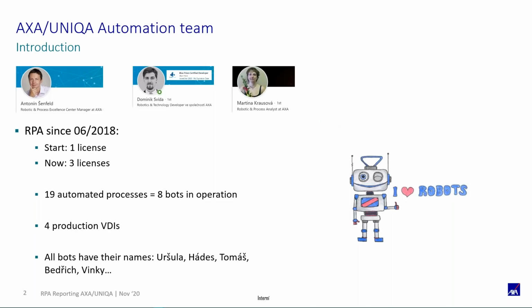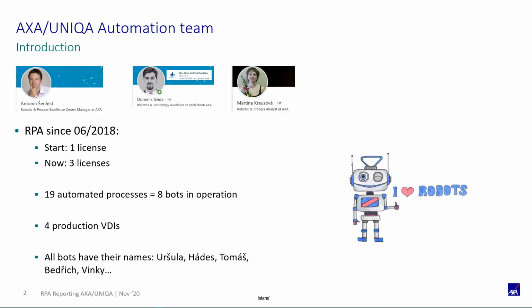A very short introduction of myself. I'm Antonín Schenfeld, leading the Robotic and Process Excellence Center at AXA, now UNIQA. So it's quite a funny situation. I will explain. I come originally from internal audit and risk management, and I switched to RPA like 2 years ago. So in some aspects, it's a new area, but overall it's about processes.